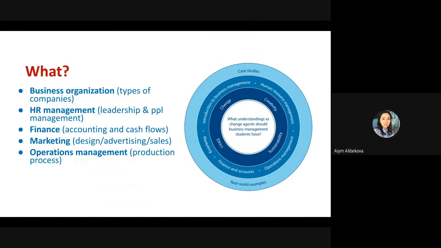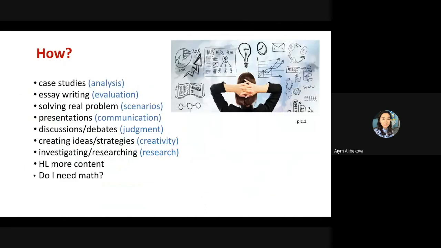Marketing, design, advertising, sales. It is finding the needs and wants of the customers or consumers in order to sell those goods and services. Operations management. This is the production process, how to produce from raw materials and turn them into the finished goods and services. So it is about production lines. Business management is based on the case studies and real world examples.